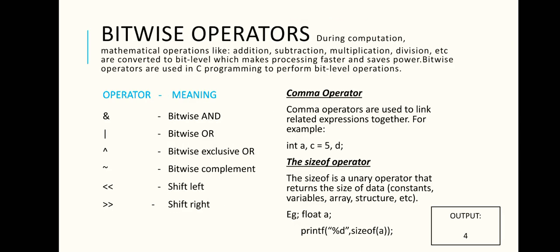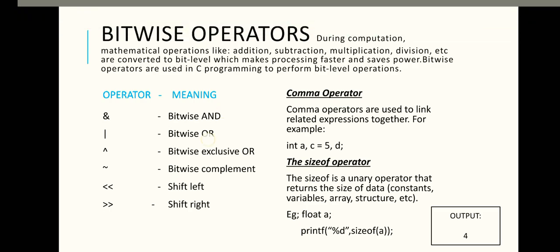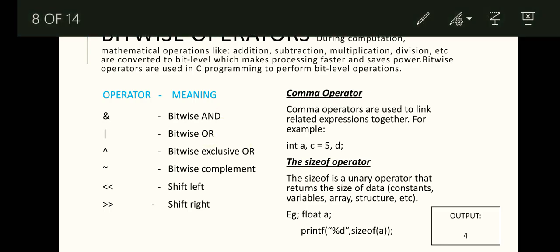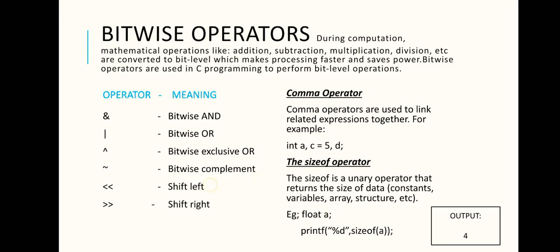The next kind of operators are bitwise operators. During computation, mathematical operations like addition, subtraction, multiplication, division, etc. are converted into bit level, which makes processing faster and saves power. Bitwise operators are used in C programming to perform bit level operations. There are basically 6 types of bitwise operators: bitwise AND, bitwise OR, bitwise exclusive OR, bitwise complement, shift left and shift right.